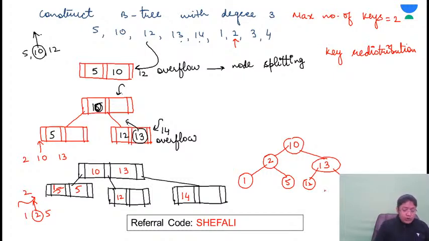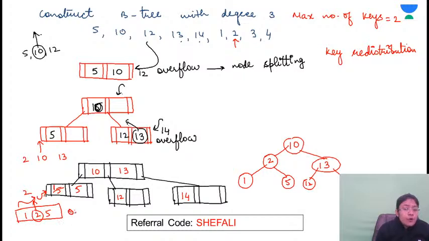Ma'am, 10 और 13 दोनों के साथ होगा. See, when here you are trying to insert 2, let me repeat this point. When you are trying to insert the element here, you got the position कि 2 कौन सी node में आएगा. 2 is smaller than 10, so 2 will be added here. So it comes out to be 1, 2, 5, which is a case of overflow.